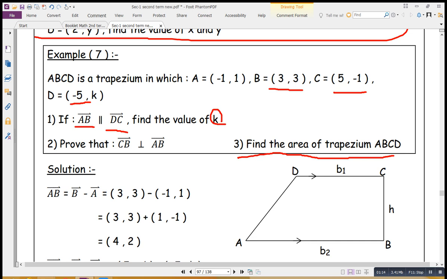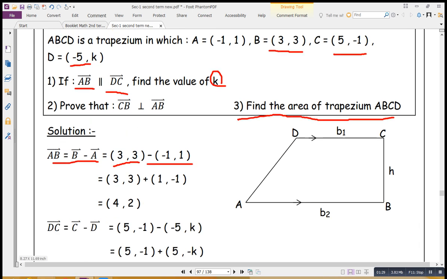So the vector AB, as I said before in the previous example, equals B minus A. So B minus A is 3 minus -1, 3 minus 1. The answer is (4, 2). So this is the value of the vector AB.